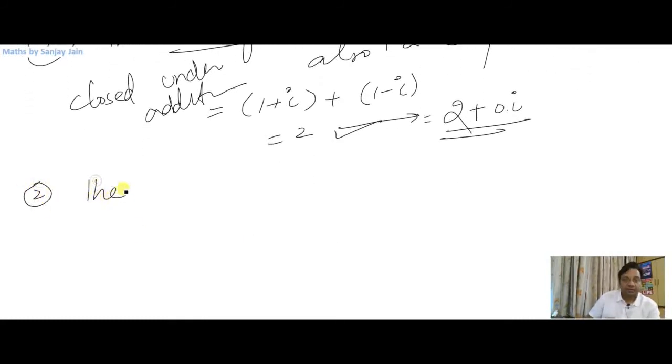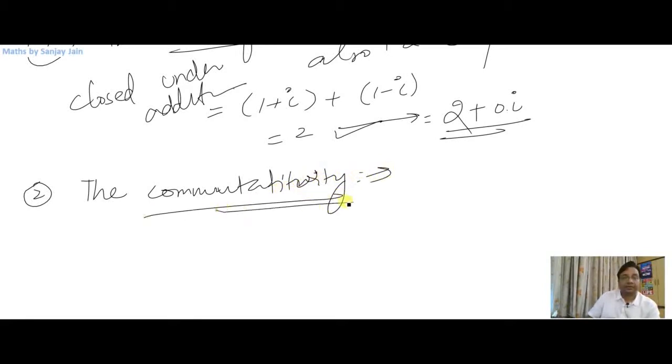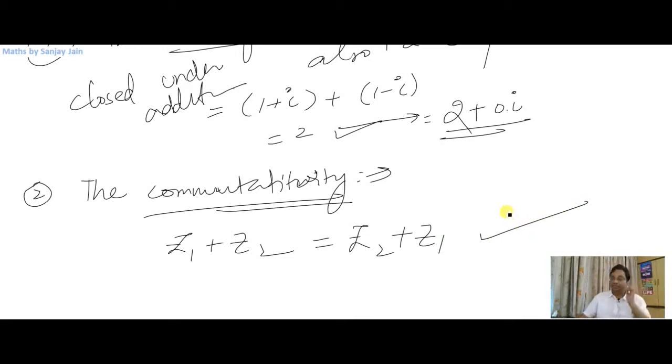Next, the commutative law, or commutativity. The addition of two complex numbers is commutative. So if I write z1 + z2 or z2 + z1, it doesn't make a difference. You can check by taking a + iota b and c + iota d. You will find that z1 + z2 is nothing but z2 + z1. They are commutative in nature. So addition of two complex numbers is commutative.